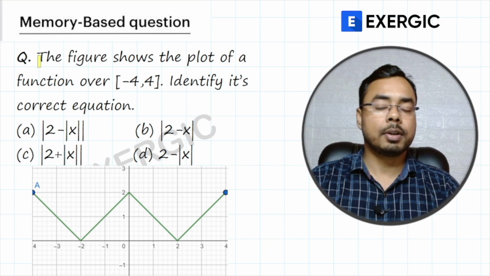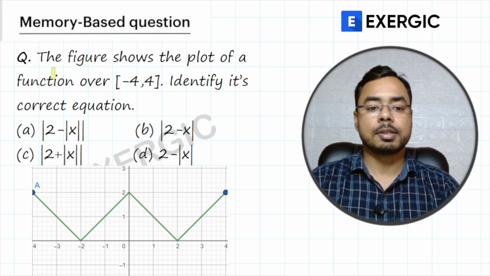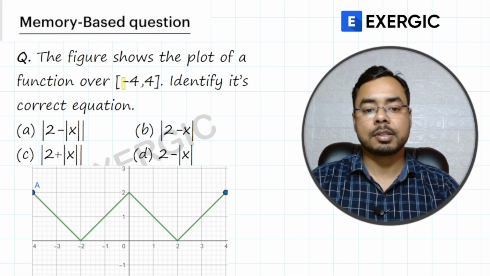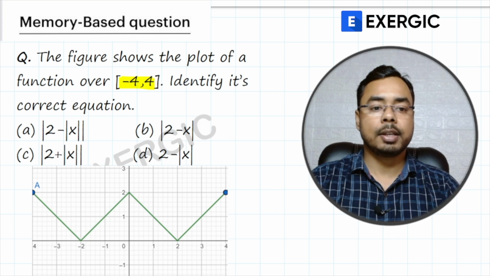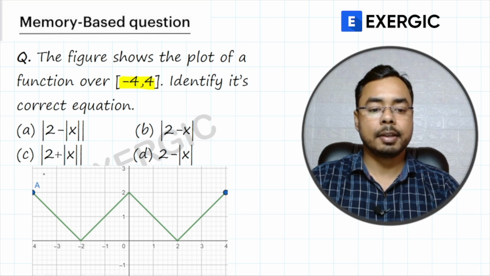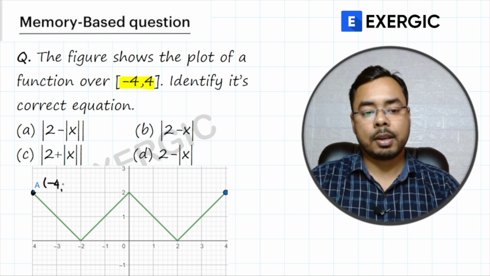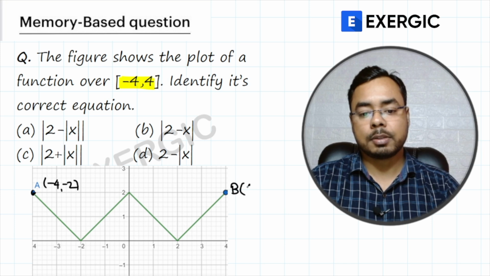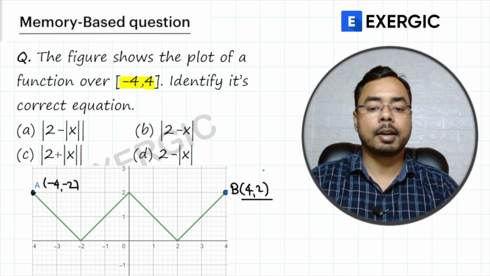The second question was based on graphs of basic functions and graphical transformations. So one figure was given to us, right? The figure shows a plot of this function over this interval, -4 to 4, and you had to identify the correct equation. And here these points were given to us, right? The coordinate of this point is also known: the x coordinate is -4 and the y coordinate is -2, and similarly for this point the x coordinate is +4 and the y coordinate is +2, and you had to identify the correct graph.